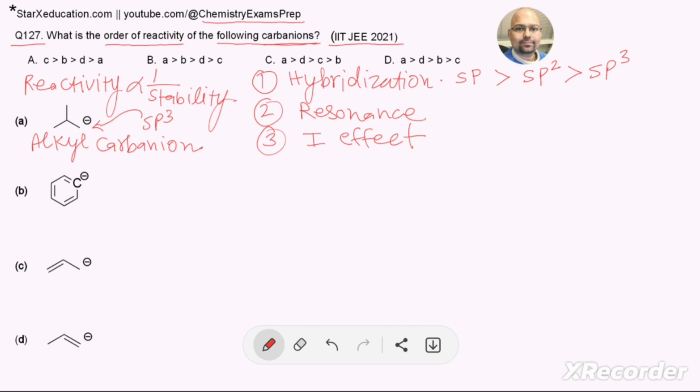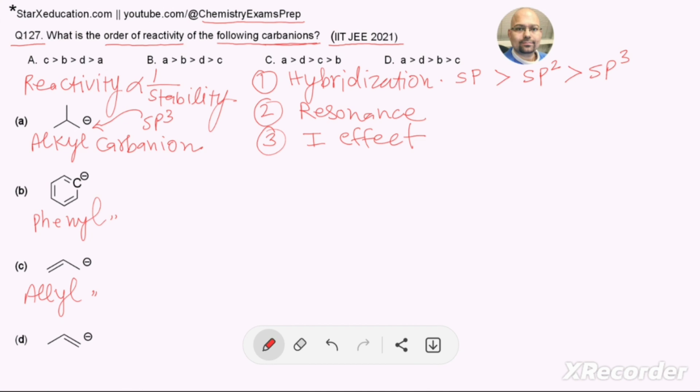Now the carbanion B is phenyl carbanion. It has an sp2 hybridized carbon that has the negative charge. C is allyl carbanion. Also this carbon is sp2 hybridized.